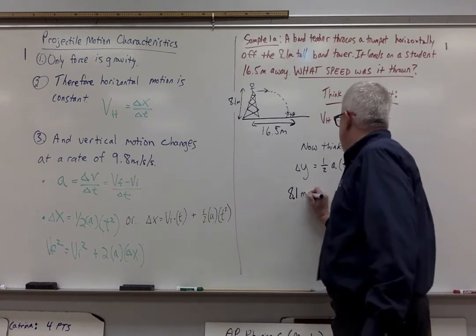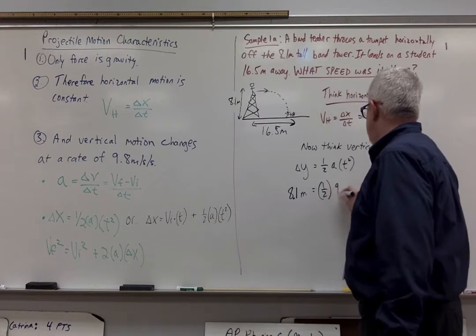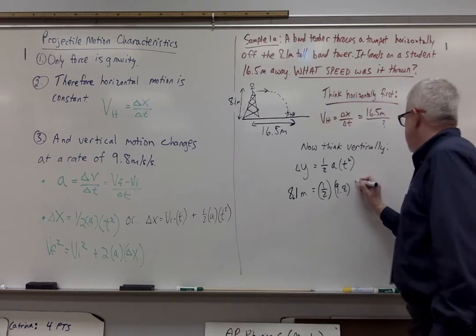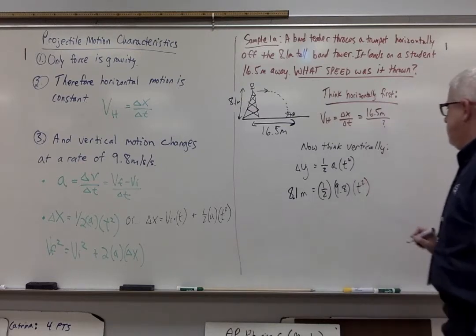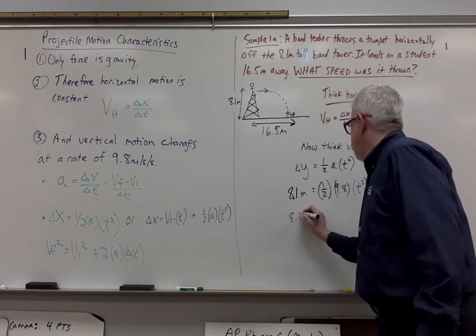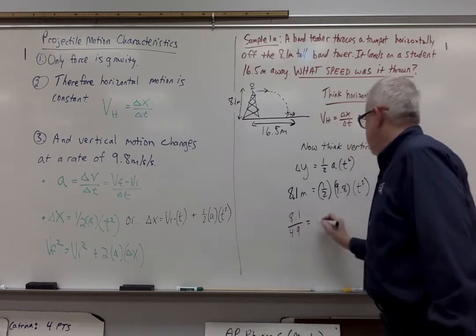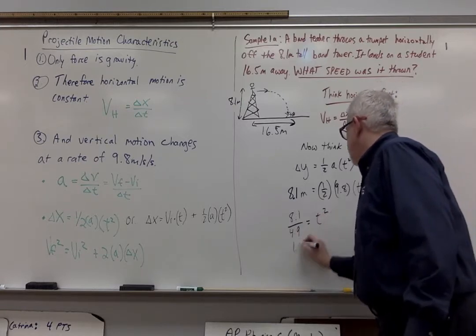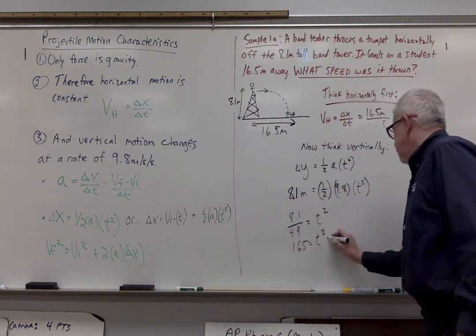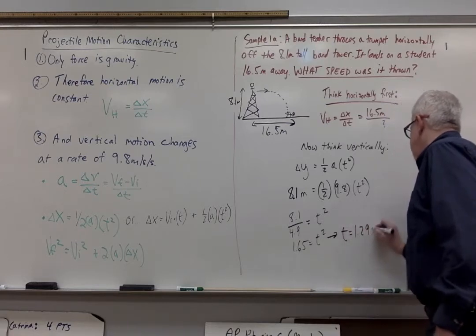8.1 meters, and I'm going to have 1/2, 9.8, and then times t squared. So 8.1 over 4.9 is t squared, 1.65. The square root of that, t is equal to 1.29 seconds.